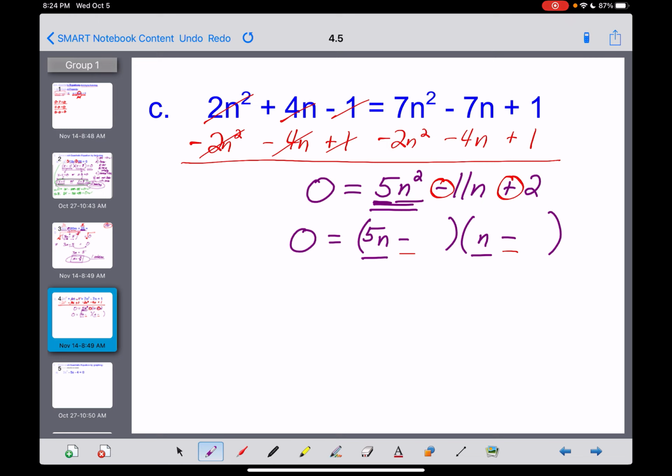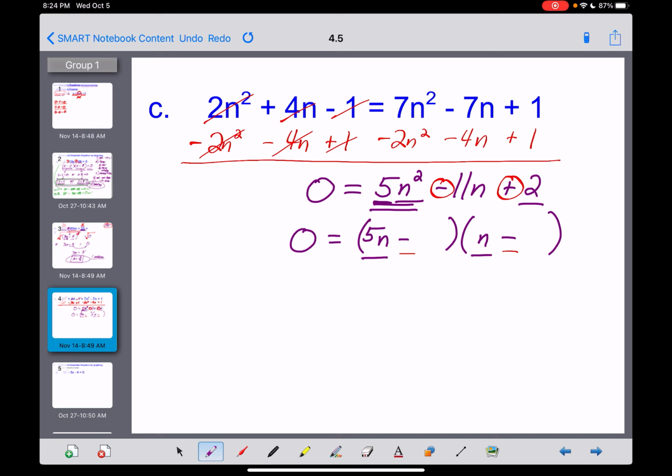And now we need two numbers here that multiply to 2. Normally I would say those two numbers have to multiply to 2 and add or subtract to 11. But I'm not going to say that now because the presence of that 5 there just messes everything up. So let's just focus on the fact that these two numbers have to multiply to 2. And luckily, 2 is a prime number. The only numbers that multiply to 2 are 1 and 2. Now, I don't know if it's 1 and 2 or 2 and 1.